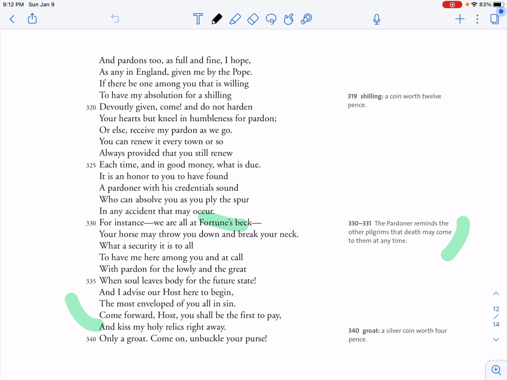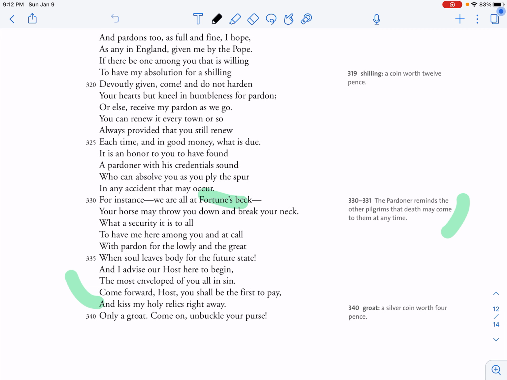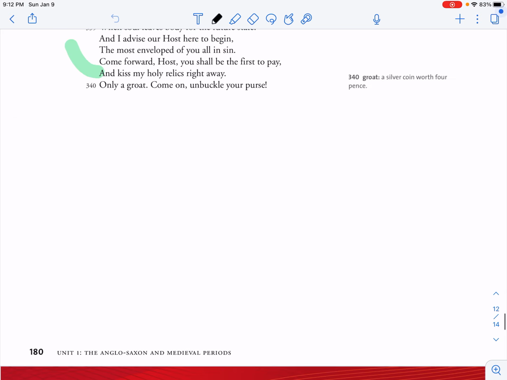And I advise our host here to begin, the most enveloped of you all in sin. Come forward, host. You shall be the first to pay, and kiss my holy relics right away. Only a groat, come on, unbuckle your purse.